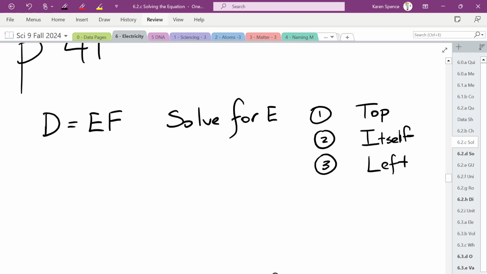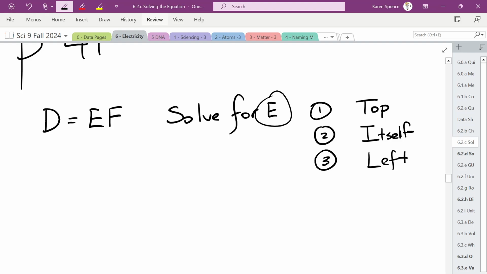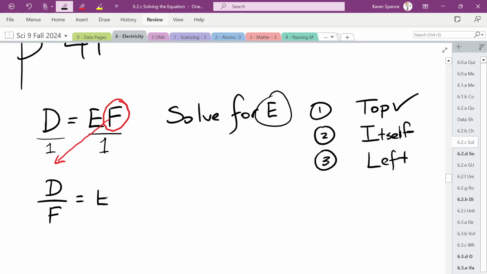Now, is E on the top? If there's nothing on the bottom, put a 1 there so you can see that there is a bottom. Is E on the top? Yes. Is it by itself? No. So we need to get rid of F. So doing the diagonal method, where would we move F? Bottom left. So the F is going to go there. So we'll end up with D over F equals E.